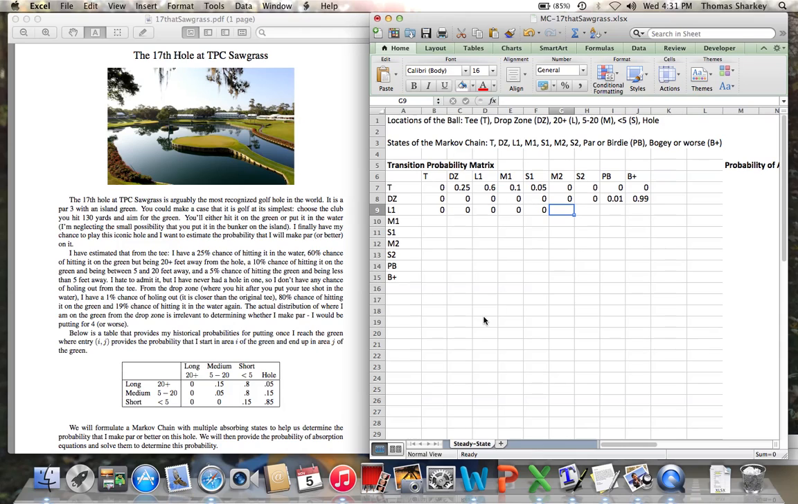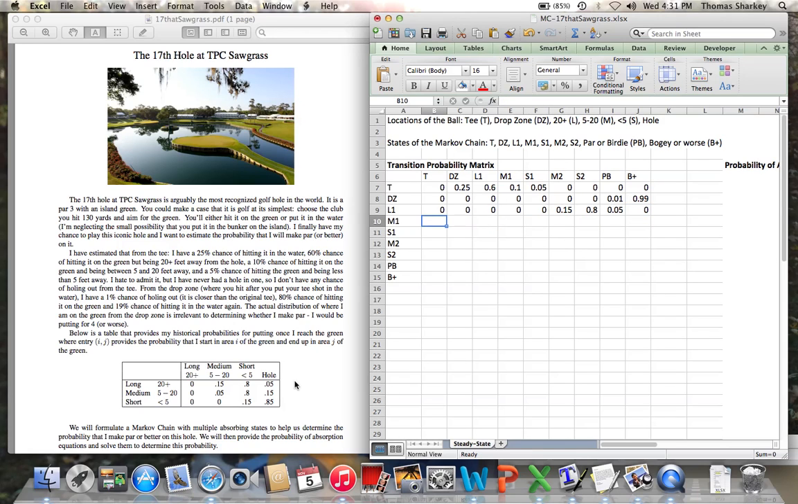So if I look at the historical putting probabilities, 15% of the time, so 0.15, I hit my shot from L1 and end up a medium distance away from the hole. Then 0.8% of the time, I end up hitting my second shot and being less than 5 feet away from the hole. And then 0.05% of the time, I actually hole out from L1, from the long distance. I can't currently make a bogey because I will always transition to either closer to the hole or actually holing out.